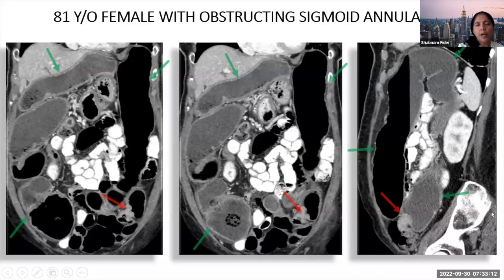Same patient with contrast-enhanced coronal and then sagittal images, showing the relatively small focal sigmoid annular cancer, shown by the red arrows, and then significant upstream colonic dilatation with a fluid-filled colon, consistent with a malignant large bowel obstruction.